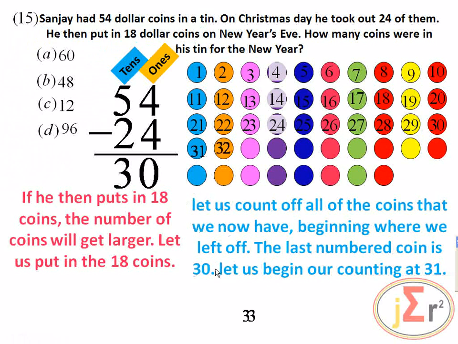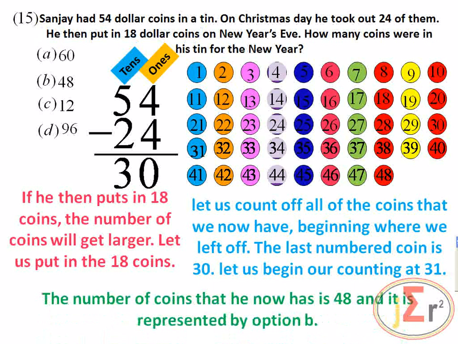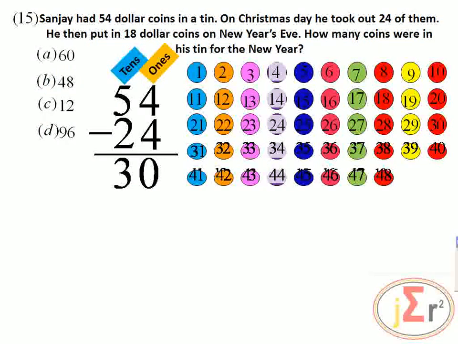Right. So 31, 32, 33, 34, 35, 36, 37, 38, 39, 40, 41, 42, 43, 44, 45, 46, 47. And the last one is number 48. The number of coins that he now has is 48. And it is represented by option B. Option B.